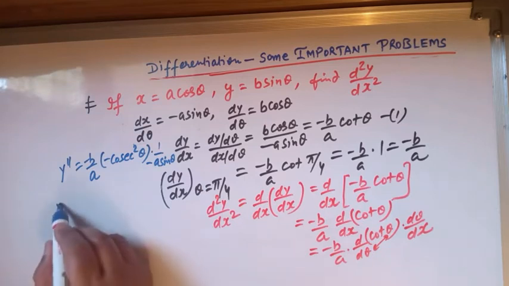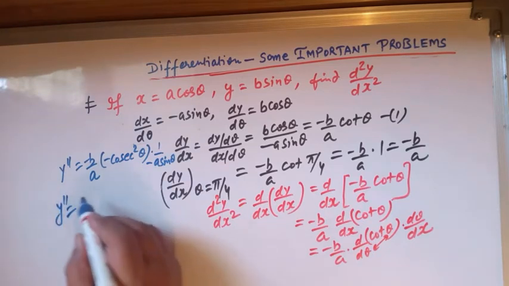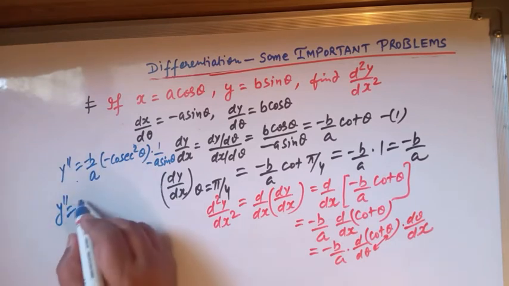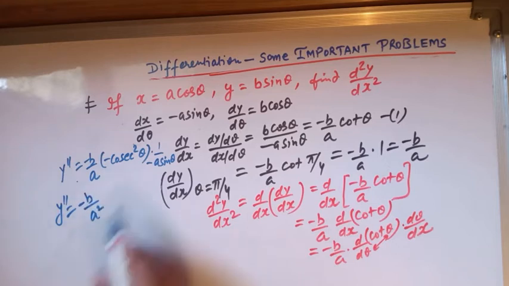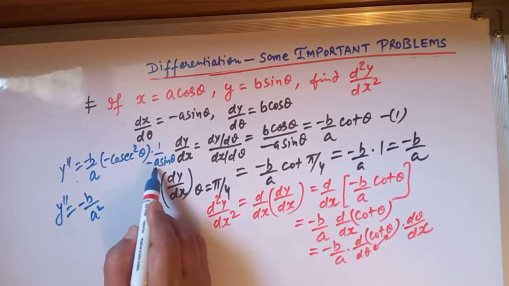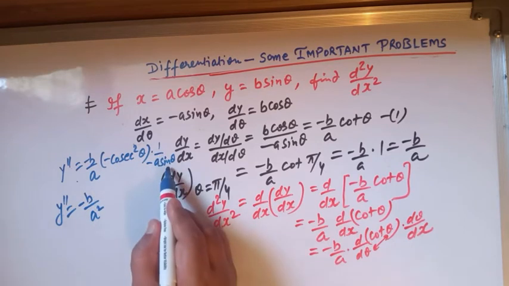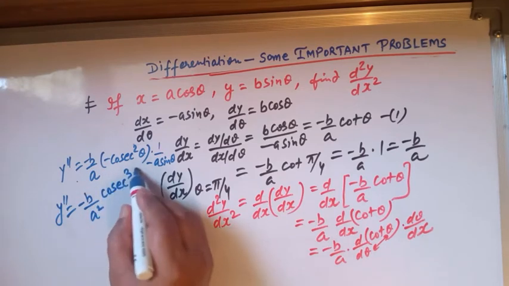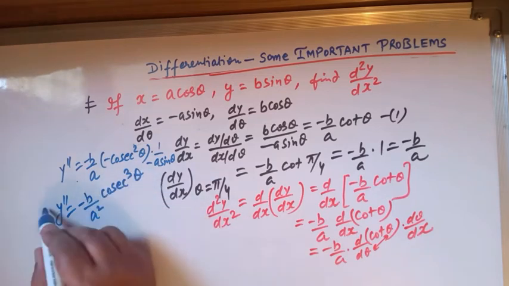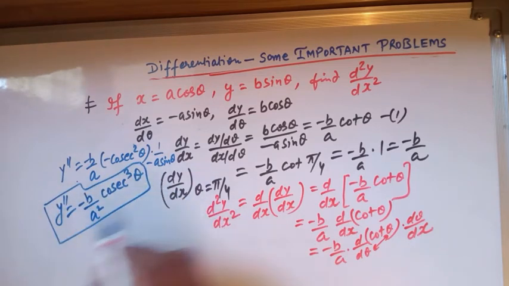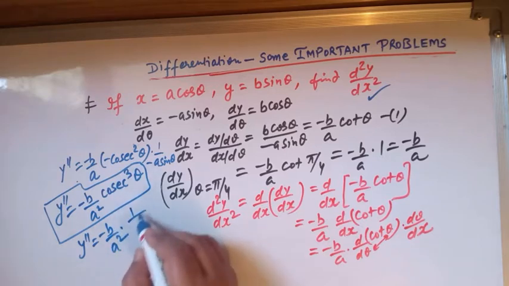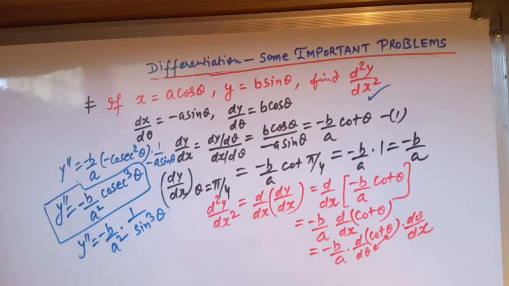Clear? So viewers, we have y double prime is equal to, this is minus plus, and again we have minus, so we have here minus. So b over a square, b over a square, and 1 over sine theta again becomes cosec theta. So we have cosec cube theta here. So this is the required value of second derivative. Clear? We can write this as minus b by a square equal to 1 over sine cube theta also.